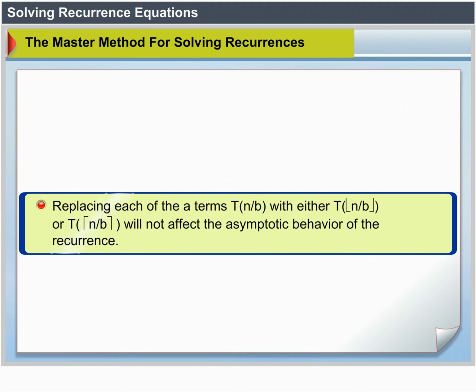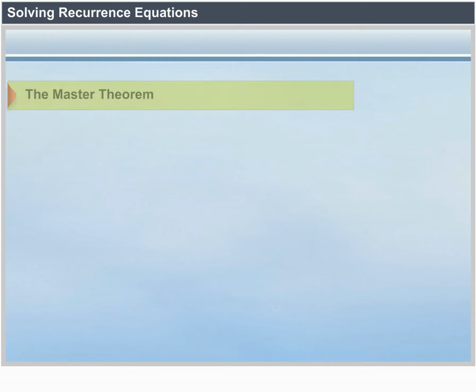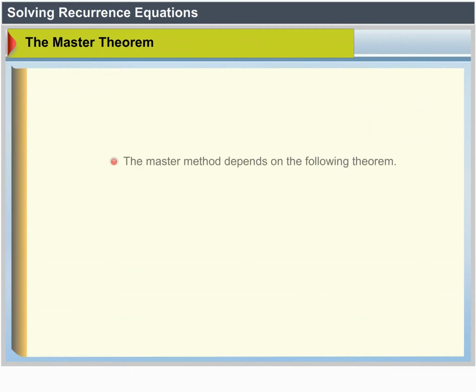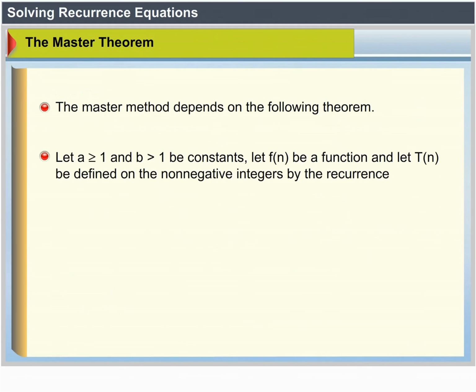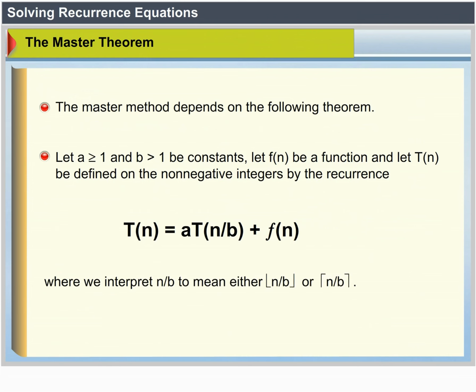The master theorem. The master method depends on the following theorem. Let a greater than or equal to 1 and b greater than 1 be constants. Let f(n) be a function and let T(n) be defined on the non-negative integers by the recurrence T(n) equals aT(n/b) plus f(n), where we interpret n/b to mean either floor of n/b or ceiling of n/b.